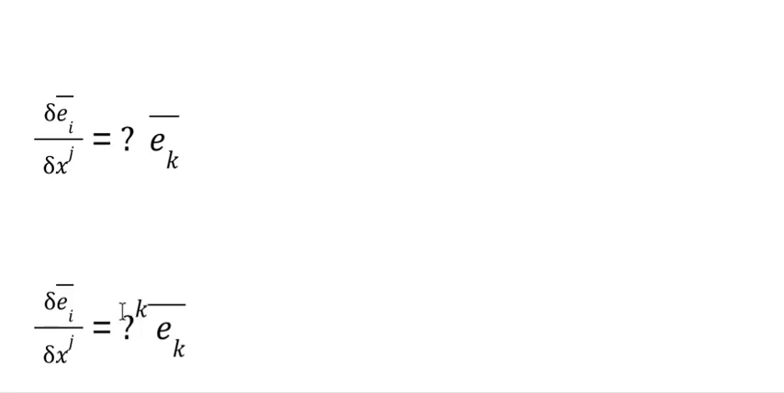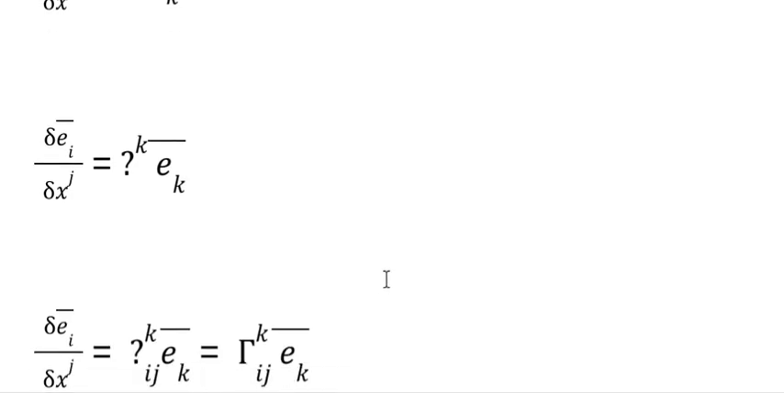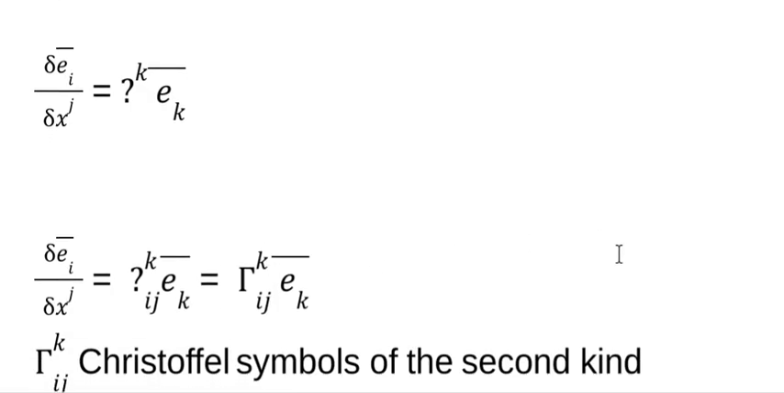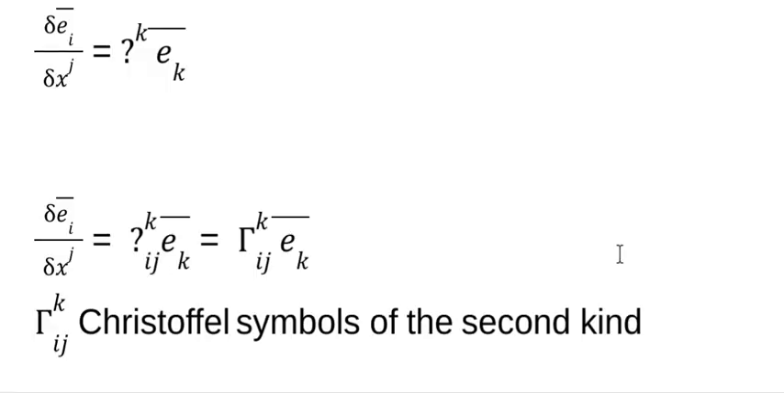Well, it needs some kind of indices to account for the partial differentiation of the ith basis vector with the jth coordinate. So we would just put those right in front of the question mark. And this question mark is called gamma, the Christoffel symbol. So that's how easy it was to understand where that came from. Now, these are called Christoffel symbols of the second kind.